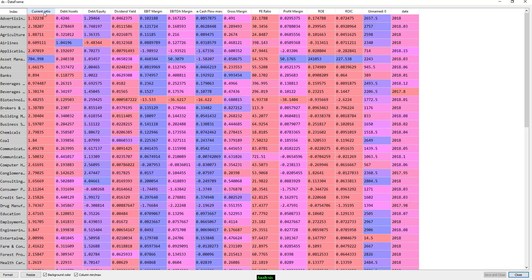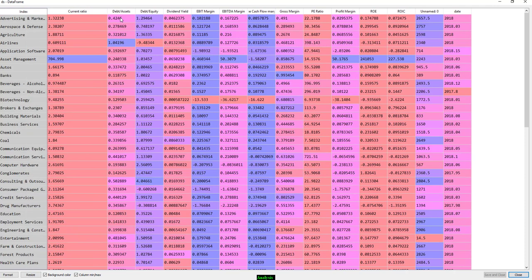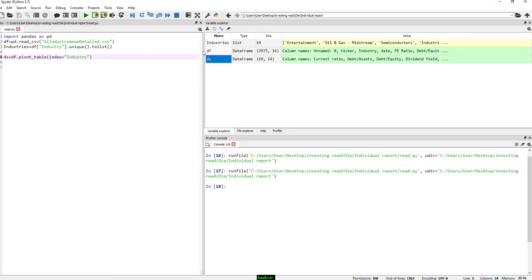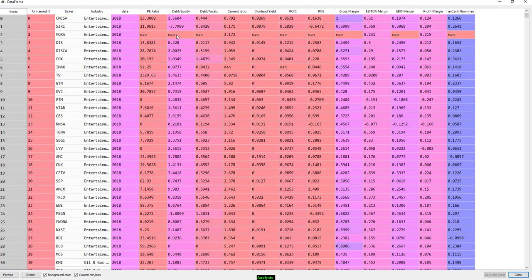For example, in advertising we have 1.33, but be careful, because some of these advertisement companies had, for example, a debt to equity ratio which is negative. Negative equity means it's a dangerous company and we should avoid this.